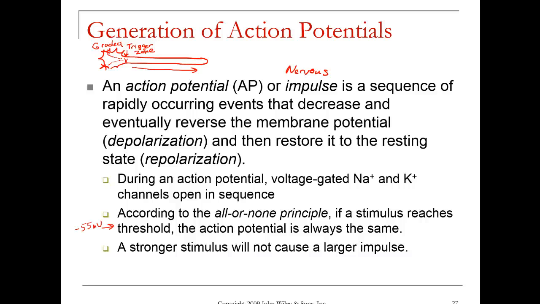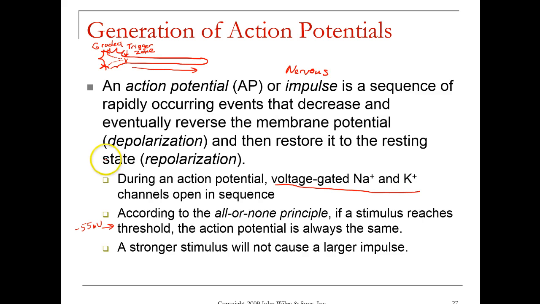and then actively repolarize the membrane to bring it back more towards the resting state. And we're going to look at all the phases of an action potential. In an action potential, that's where we have our voltage-gated channels. So we have voltage-gated sodium and voltage-gated potassium channels opening in sequence. That means that first the sodium channels open up in response to hitting negative 55 millivolts, and then later on, slower, the potassium channels will open up in response to the same negative 55 millivolt threshold.